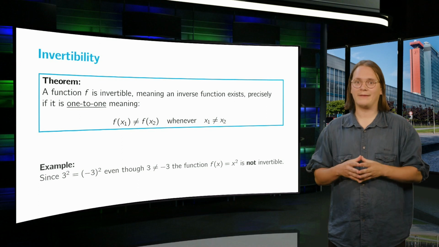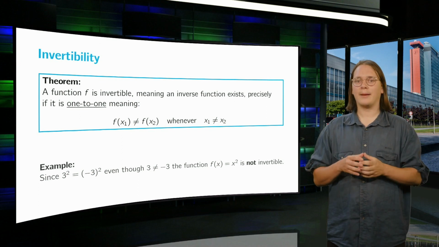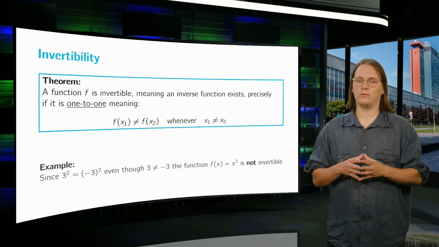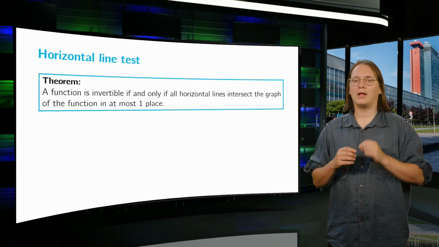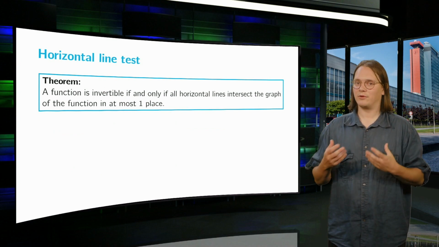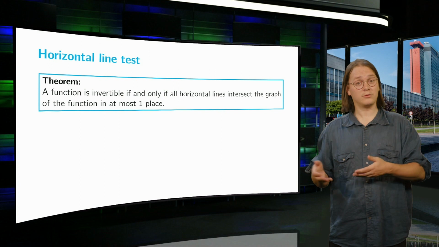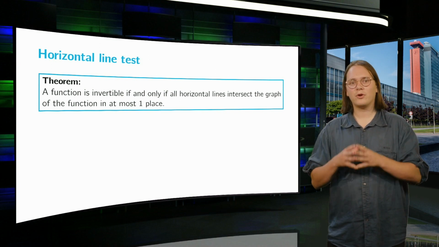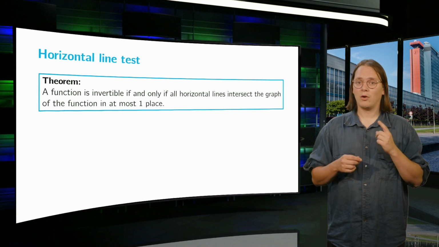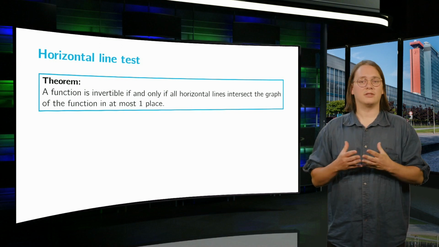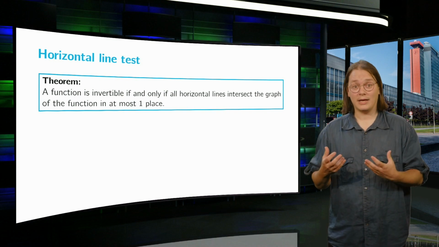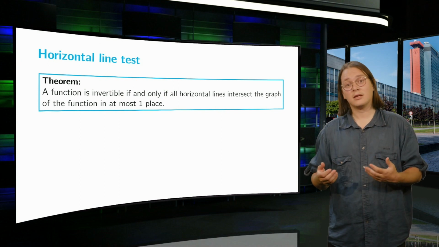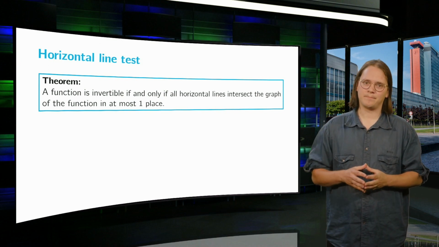This definition of invertibility can be a bit tough to work with. In many cases, we can exploit the graph of a function to determine when it is invertible. The horizontal line test allows us to determine whether a function is invertible from the graph. It works similar to the vertical line test to determine whether a curve is the graph of a function. If every horizontal line intersects the graph in one or less points, then the function is invertible. And if any horizontal line intersects the graph in more than one point, then the function is not invertible, or at least not invertible over the current domain.